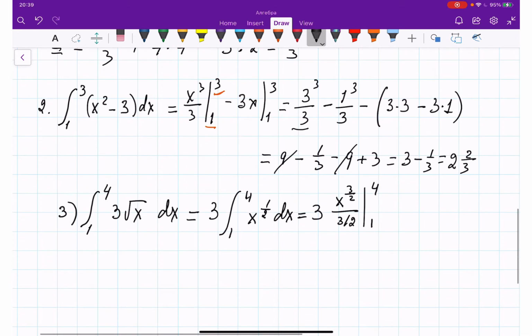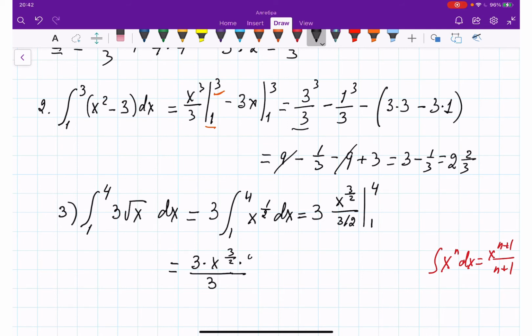Okay, so you remember how we take the integral? The integral of x to the power n dx is equal to x to the power n plus 1 over n plus 1. So from here we are getting 3 times x to the power 3 over 2, the 3 stays there, and the 2 comes here.